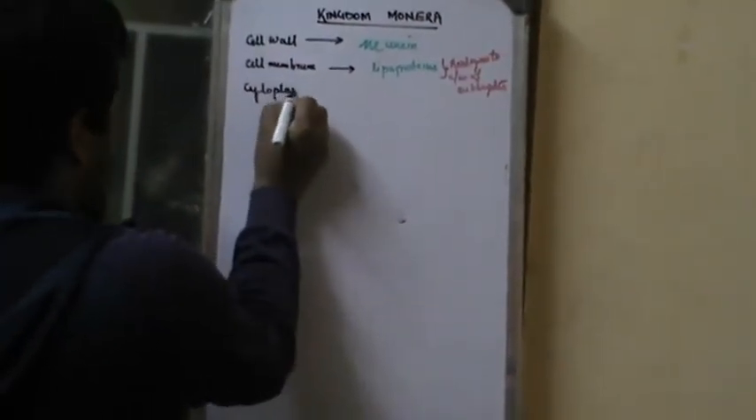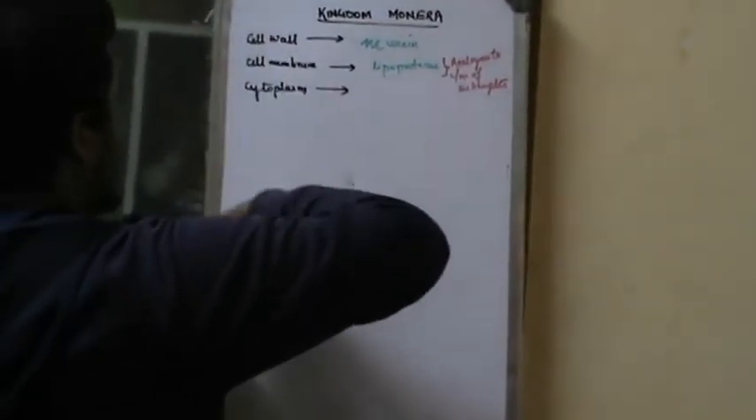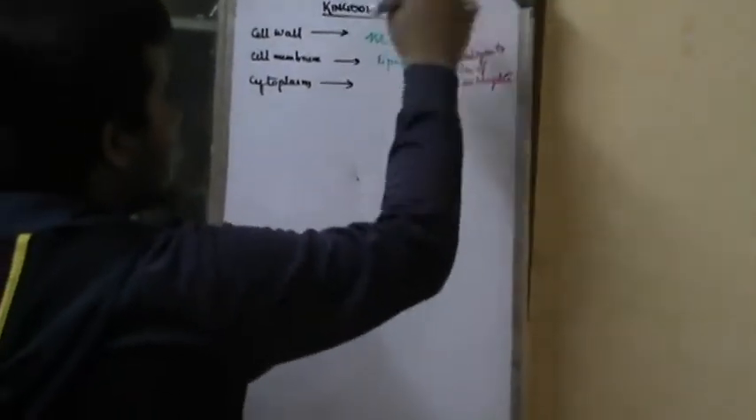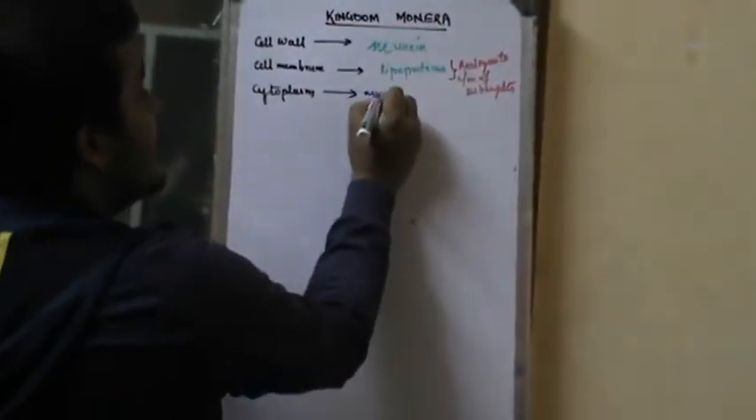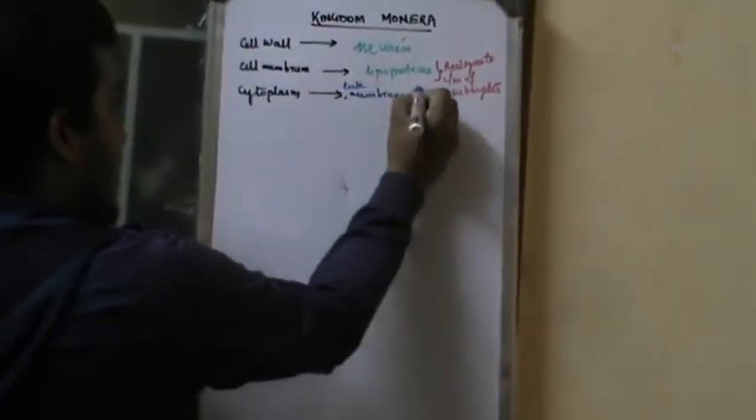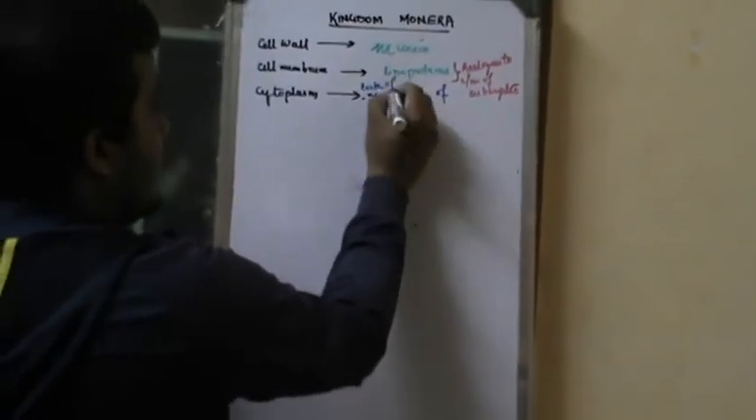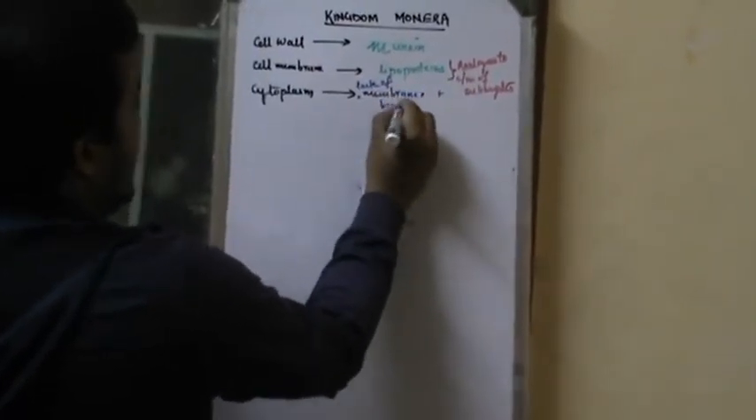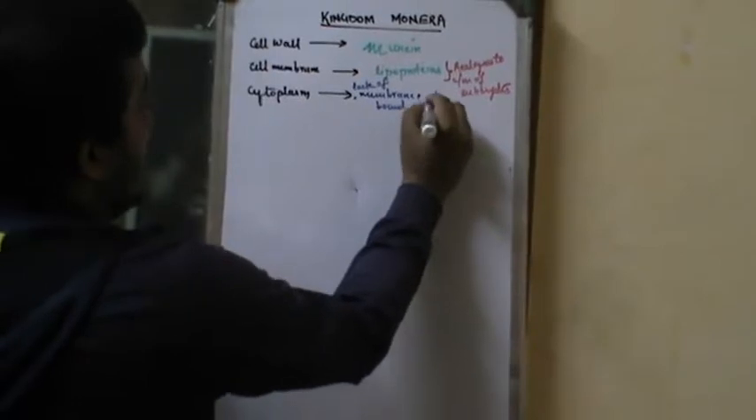Another thing that you should know is the cytoplasm. The cytoplasm has many organelles, but remember one very important thing: all the organelles in your cytoplasm are going to be membrane-less, or lacking membrane-bound organelles. Lack of membrane-bound organelles. You have to remember this very well, okay? The cytoplasm of prokaryotes has no membrane-bound organelles.